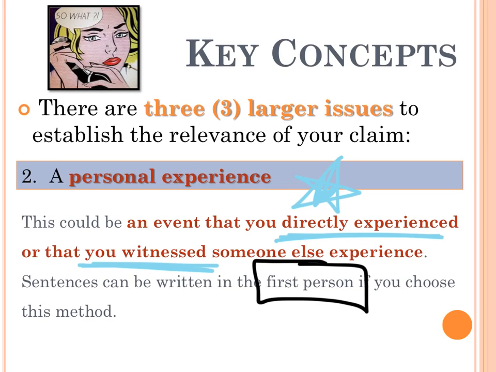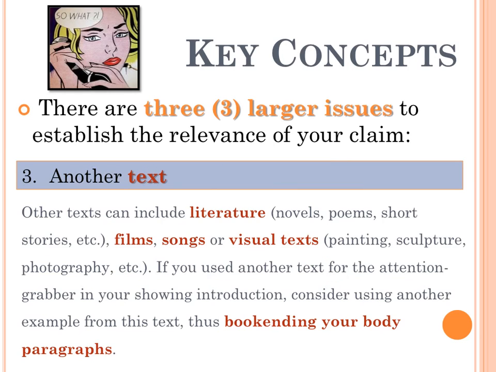So this is yet another way, another option, another larger issue that you can use to establish the relevance of the idea in your thesis. And then a third option is just simply to use another text. And just like in your showing introduction paragraph, this option really is no different. You can use maybe a work of literature, you can use a film, maybe a song, maybe some visual text like a painting or a sculpture or photograph.